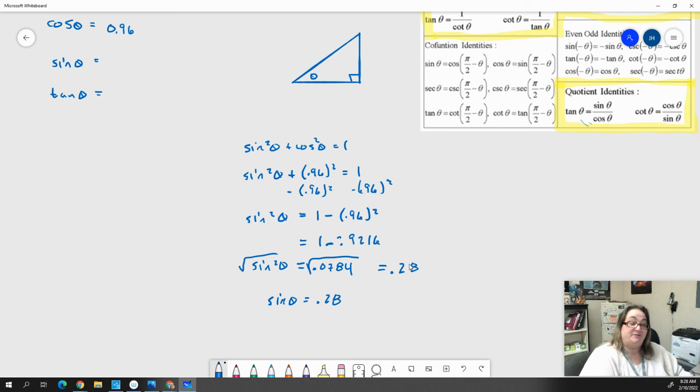And so this is going to equal 0.28. So our sine of theta equals 0.28. And in the book, I have the answers, but I don't have how to solve it. And I was right. It is 0.28. So we got that part right.